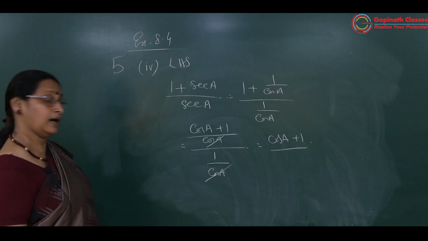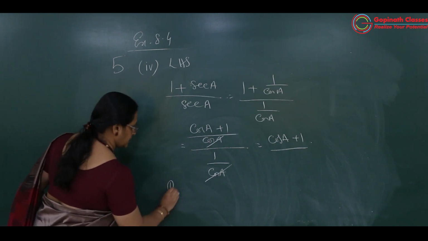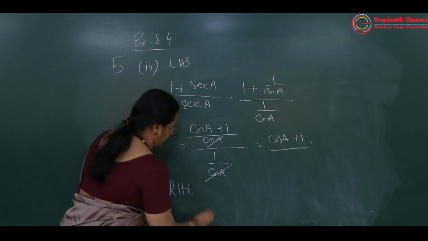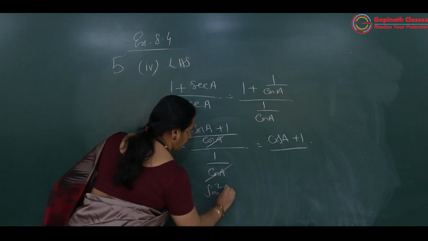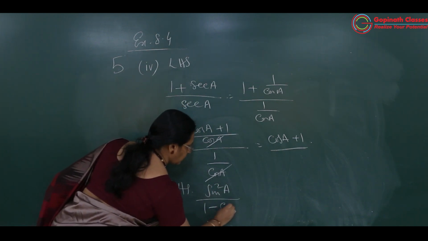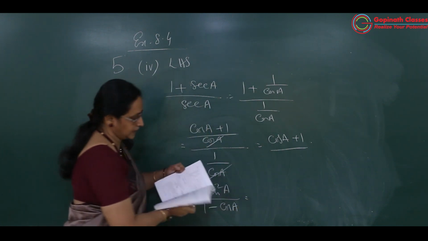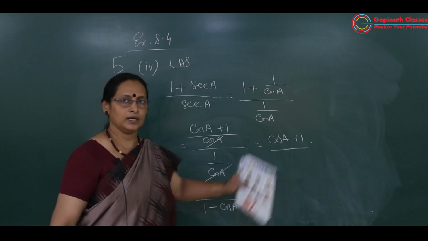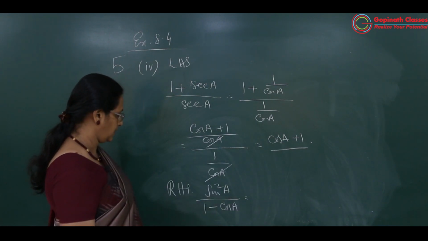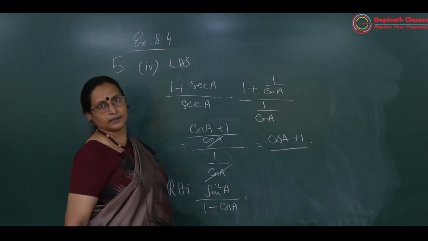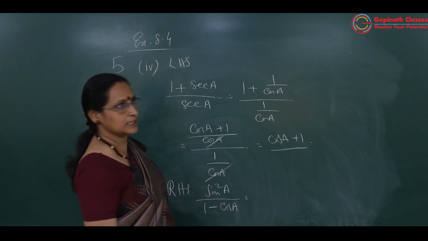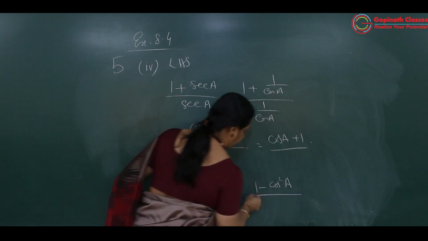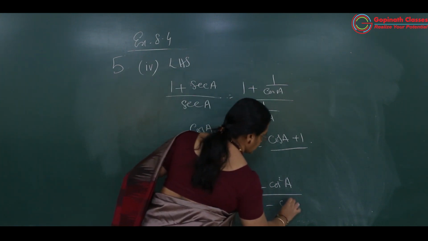Now let's take the RHS. The RHS is sin square A upon 1 minus cos A. That's the RHS. Let's see, are we simplifying this? Are we reaching the LHS? Keep it there. Now for sin square A, there is an identity connected to it. Sin square A is nothing but 1 minus cos square A, upon 1 minus cos A.